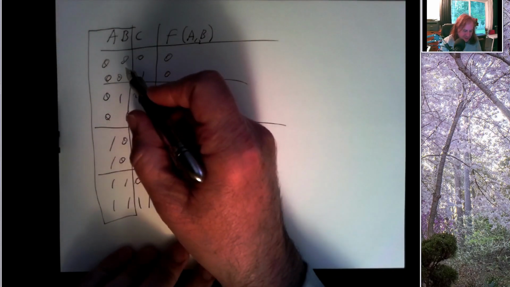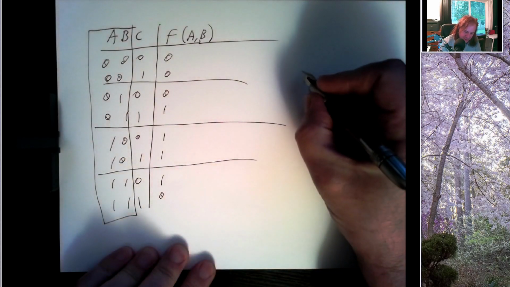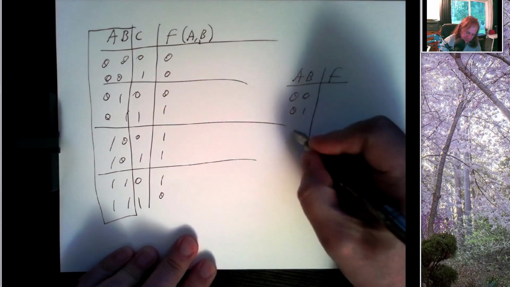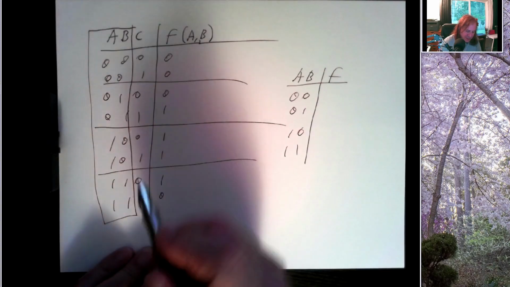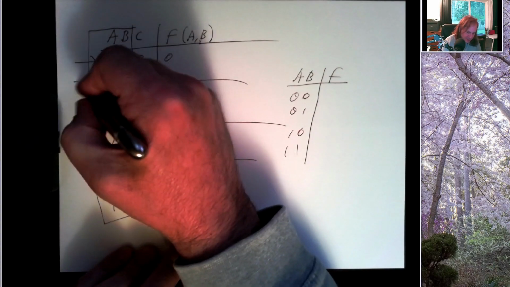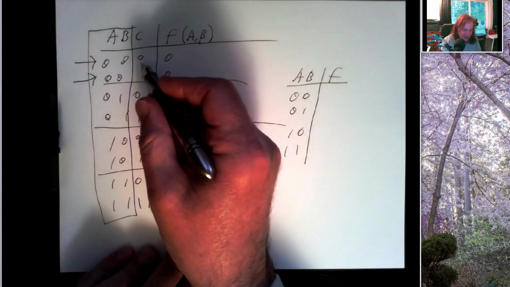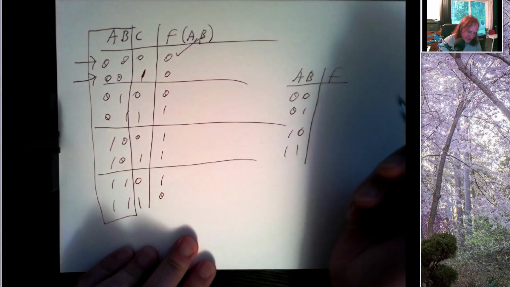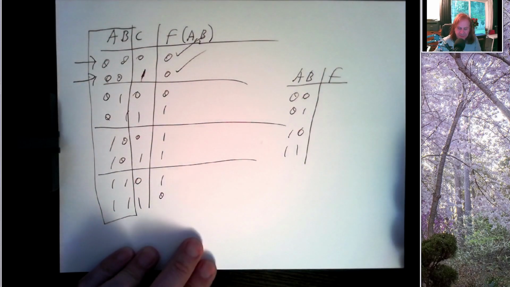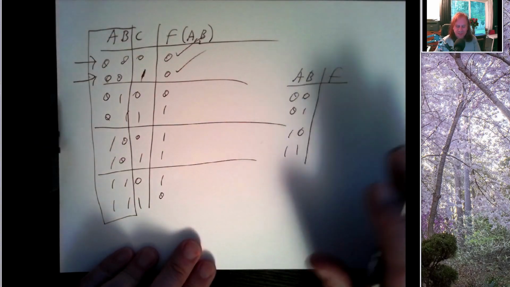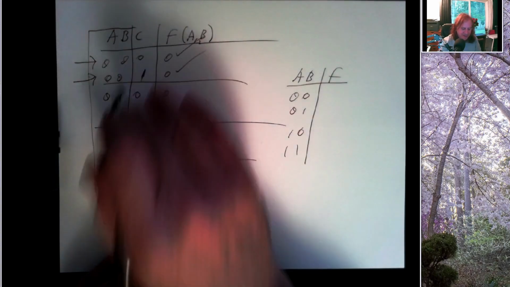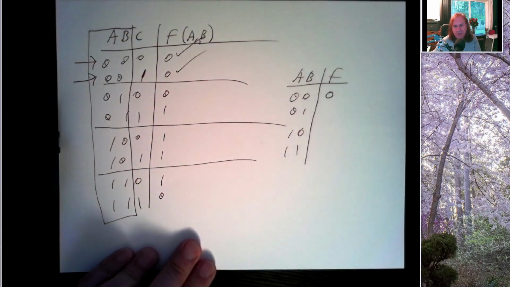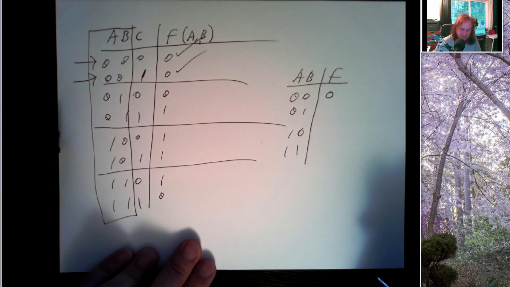So let's look at our first two rows. Suppose a is 0 and b is 0. So let me make a smaller truth table here. And suppose a is 0 and b is 0. Well, we're either in this row or this row. And if c happens to be 0, f should be a 0. But if c happens to be a 1, well, f should still be a 0. So ignoring c, just by looking at a and b, we can absolutely say for this function, if a is 0 and b is 0, f is a 0. And we don't even have to mention the variable c.